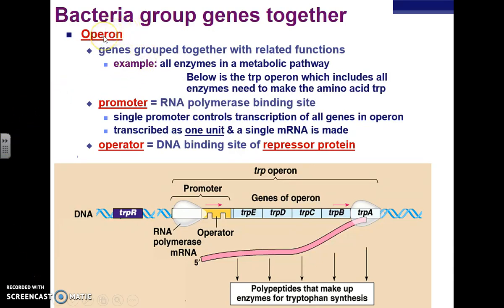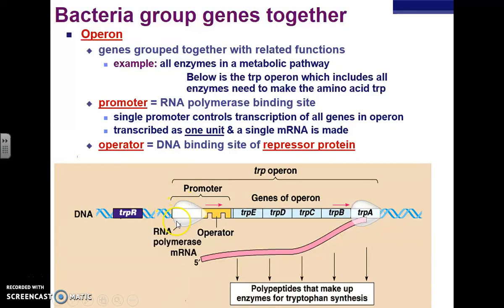Again, like I said, an operon is genes that are grouped together that function in the same pathway. Below is the trp operon, which we're going to discuss. These genes here, trpE, trpD, trpC, trpB, trpA, code for the enzymes that are necessary to make tryptophan. Tryptophan is an amino acid, by the way. These are the genes of the operon, and they are all proteins or enzymes that are needed to make tryptophan. There are also other parts of the operon that we need to look at.